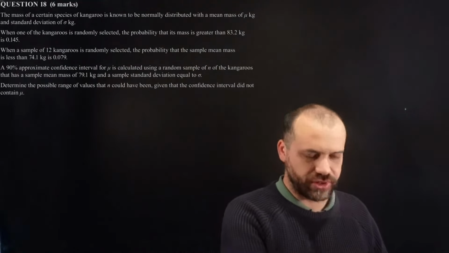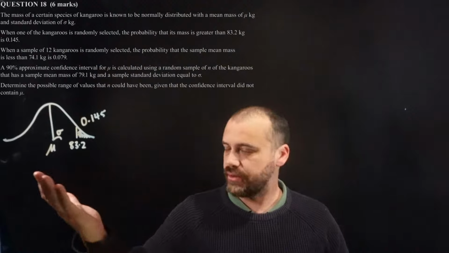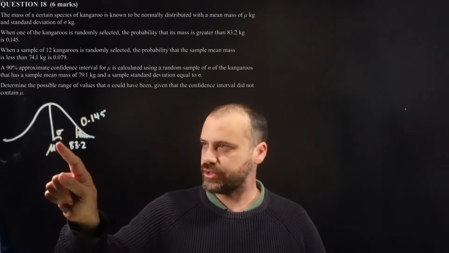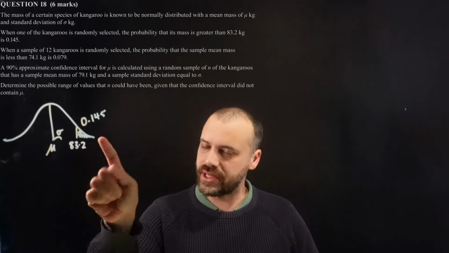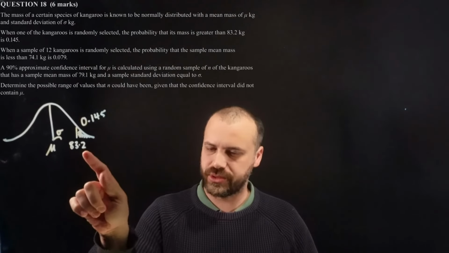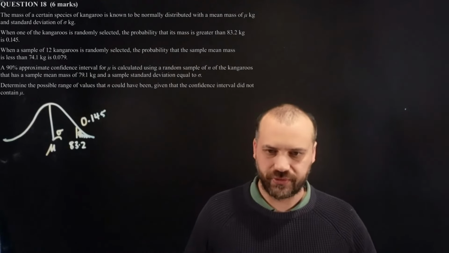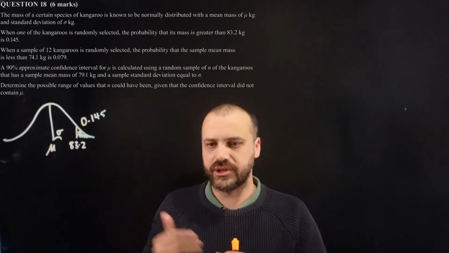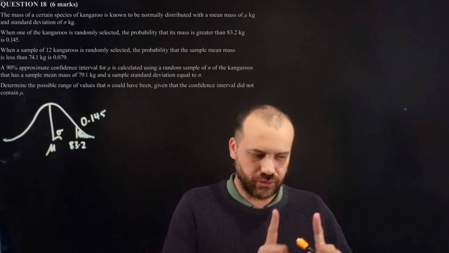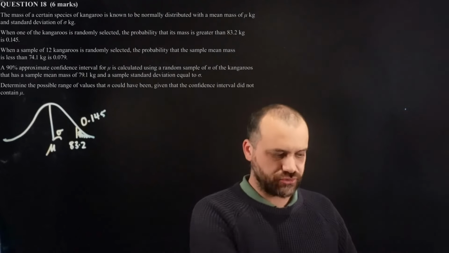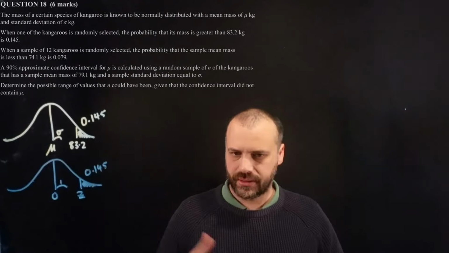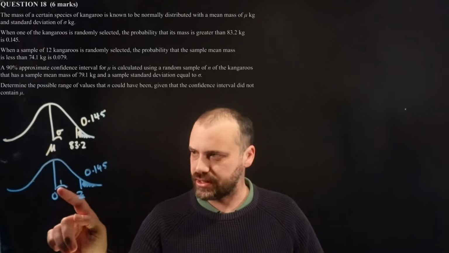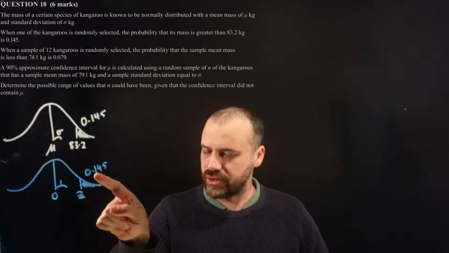Fantastic. I can draw this on a graph. Let's draw it. So here it is on my normal distribution. I don't know the mean, I don't know the standard deviation, but I know that the area to the right of 83.2 is 0.145. Now in situations like this, you've got to go from this normal distribution to a standard normal distribution. So let's draw a standard normal distribution. So here's my standard normal distribution with a mean of 0 and a standard deviation of 1, area of 0.145.